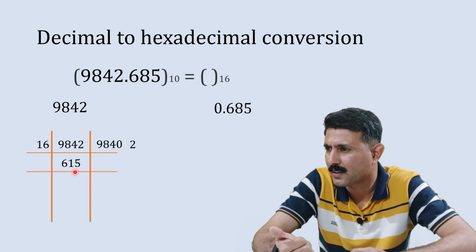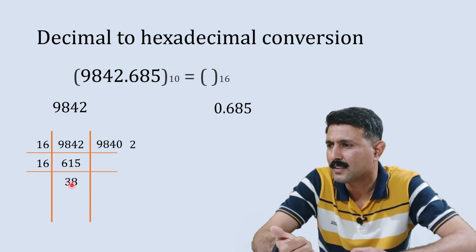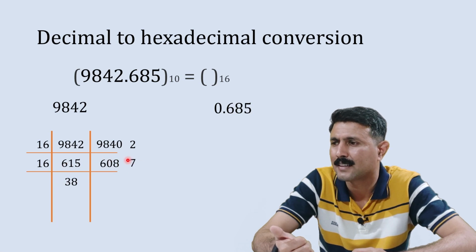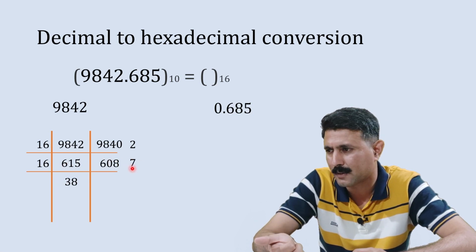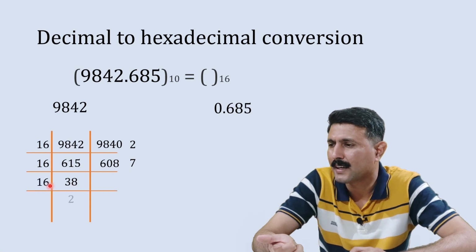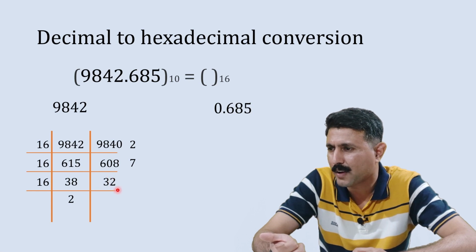Now you're supposed to further divide this number by 16. So we'll get 38, 16 times 38 is 608. Now when you subtract this number from 615, you will get 7 as remainder. Further divide this number by 16, you will get 2, 16 2s are 32. So subtract this 32 from 38, the remainder will be 6.